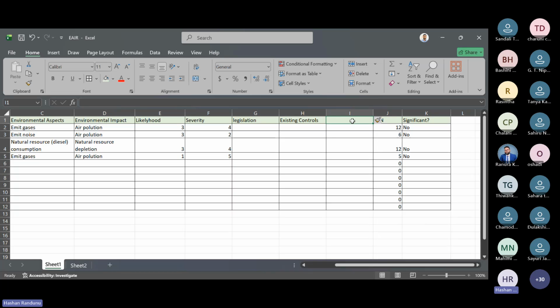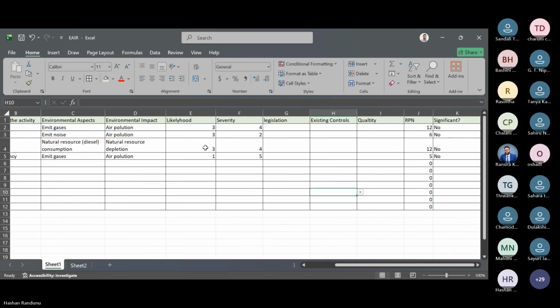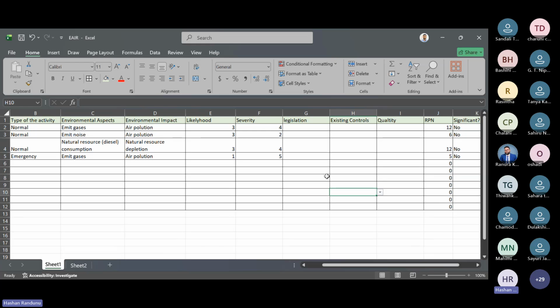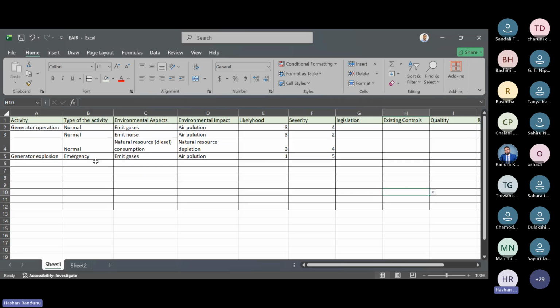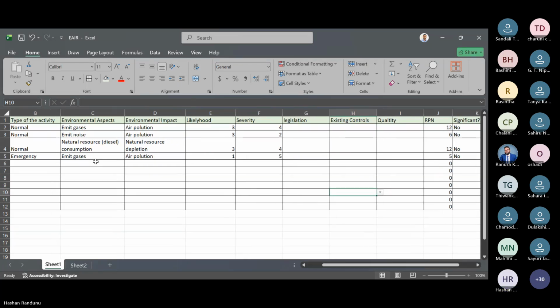And you can even consider the quantity, right? If we consider the quantity, if a generator explosion happens, then the gas emission is very high. Then you can rate that as 5.